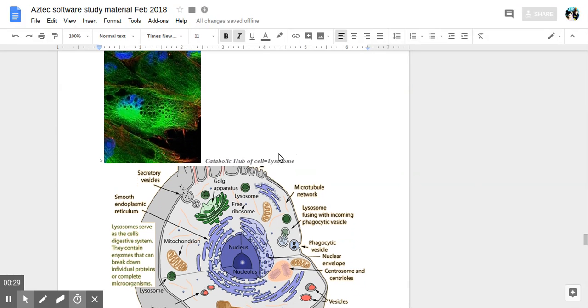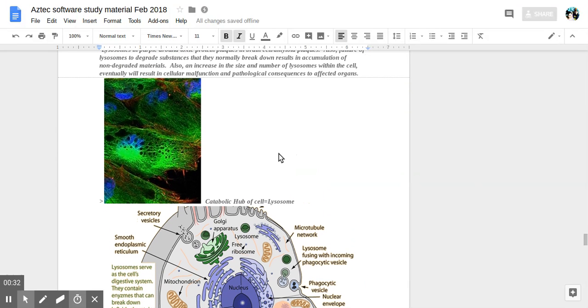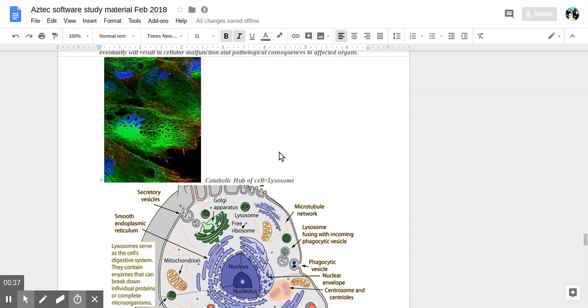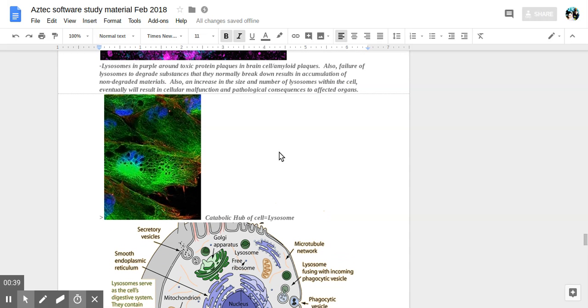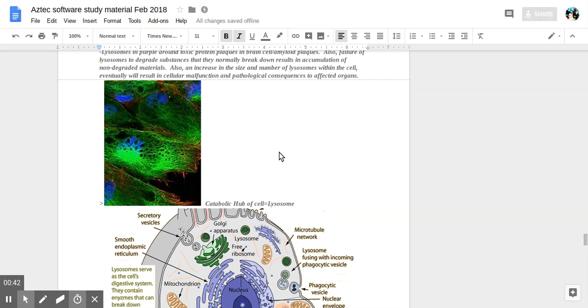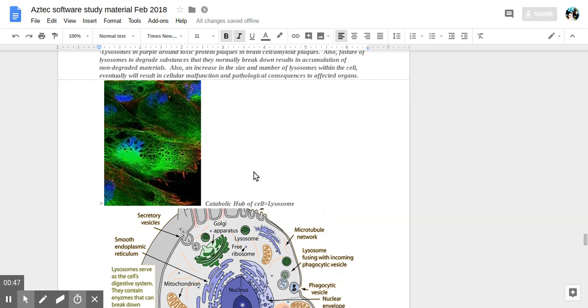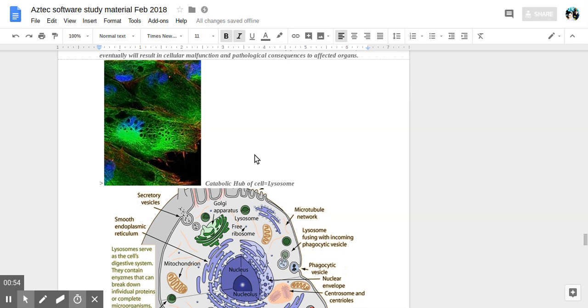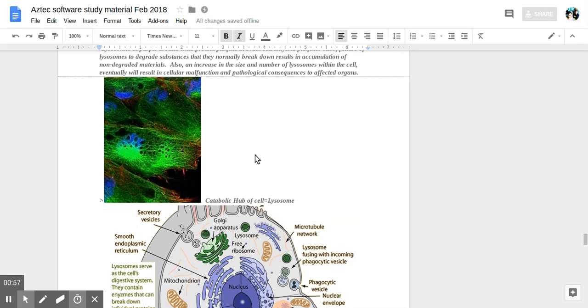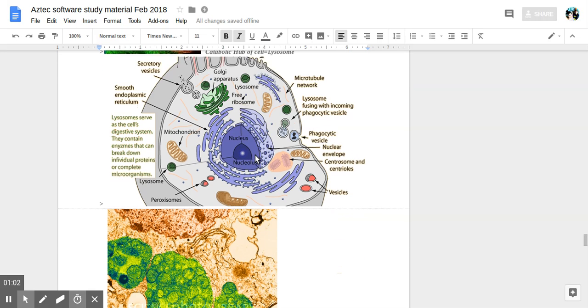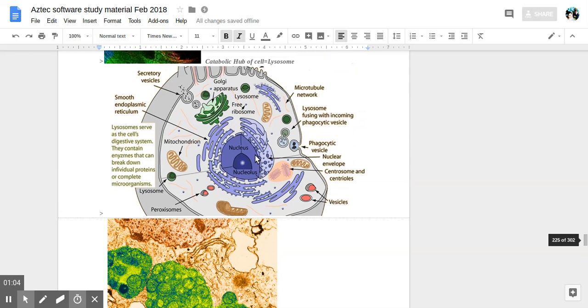The catabolic hub of the cell is the lysosome. So they break down macromolecules, they degrade materials. Pathological consequences may result from undegraded accumulation of materials that may be toxic, toxic proteins, etc., that are not broken down like they would need to be.